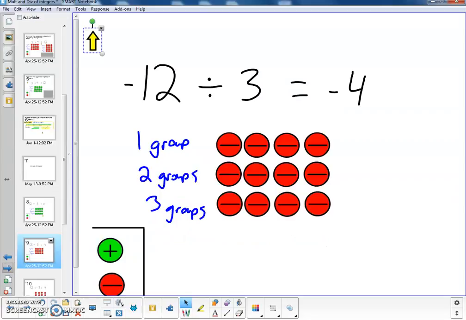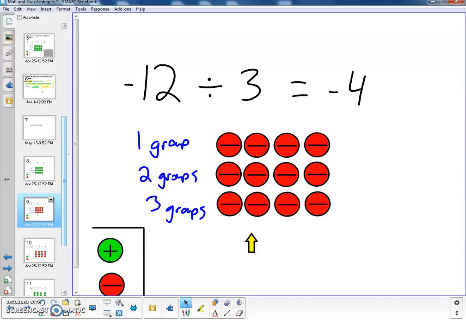Let's move on to another example. Remember, the first number in a division problem is called the dividend. It's what you have. You have negative 12. You see 12 red chips. I want to put them into 3 groups. 1 group, 2 groups, 3 groups. There's negative 4 in each of the 3 groups. That's why a negative 12 put into 3 groups is a negative 4. Negative 12 divided by 3 is negative 4. Those 2 examples, pretty simple, pretty straightforward.